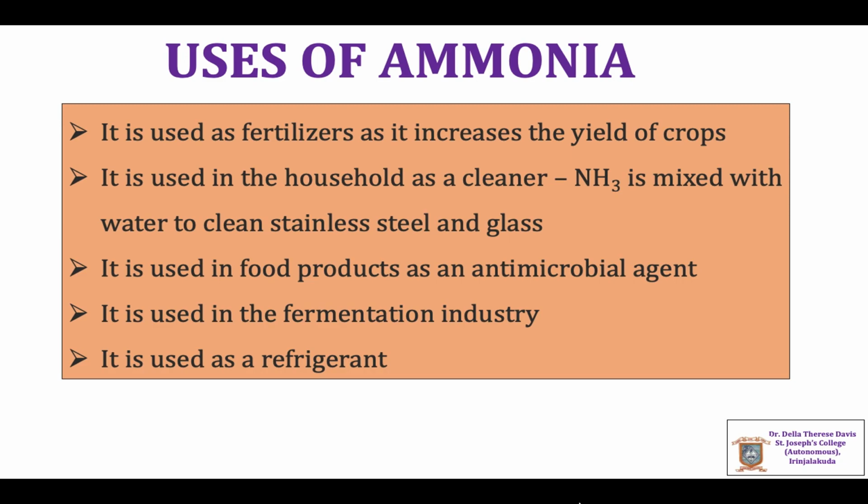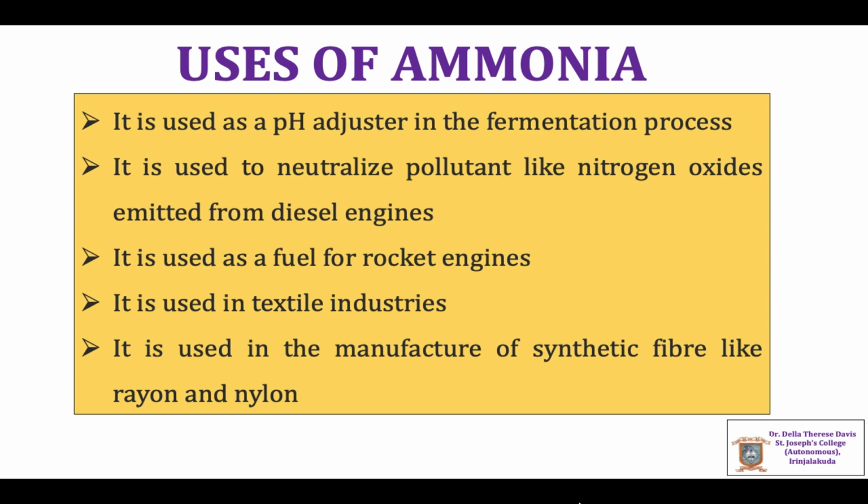Ammonia has several applications in industry as well as laboratory. It is used as fertilizers to increase the yield of the crops. Ammonia is used in the household as a cleaner. It is used as an antimicrobial agent. Ammonia is used in fermentation industry. It is used as a refrigerant. It is used to adjust the pH in fermentation process.